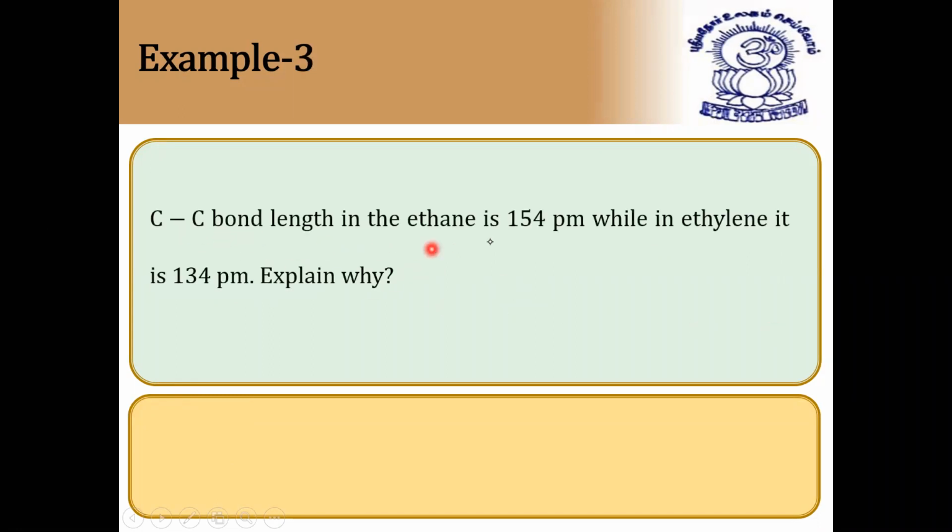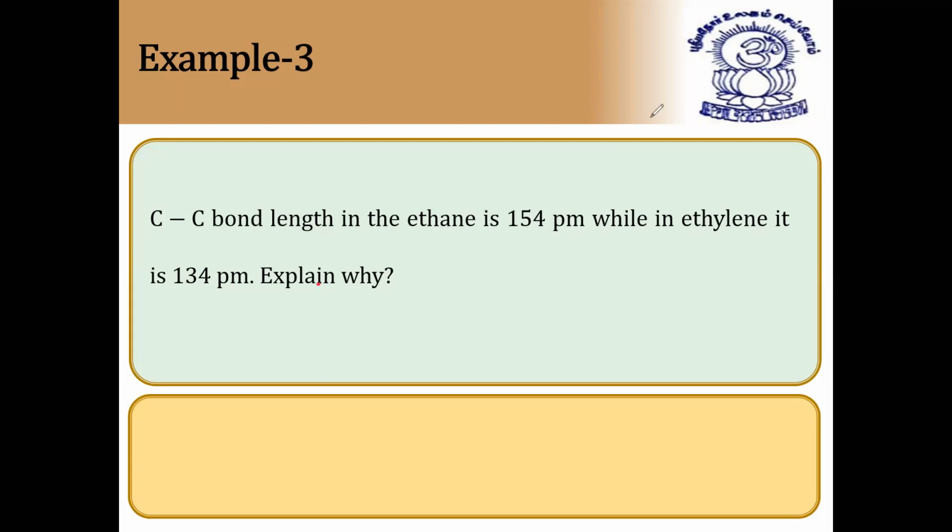Next, example 3. The C-C bond length in ethane is 154 picometers. Ethane is an alkane. Its formula is C2H6, in which carbon and carbon are linked by a single covalent bond. Whereas ethylene is an alkene, in which the carbons are linked by a double covalent bond. A double covalent bond has less bond length when compared to a single covalent bond, because bond energy is more in one case and less in the other.